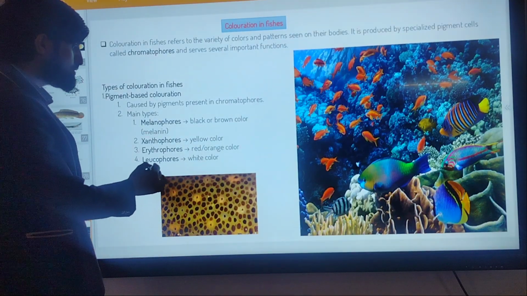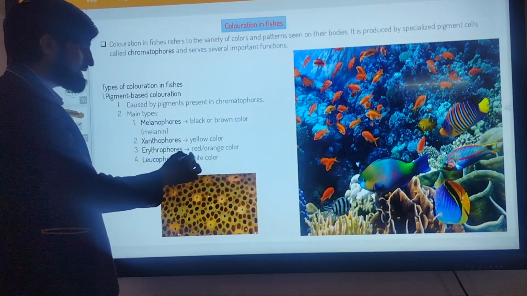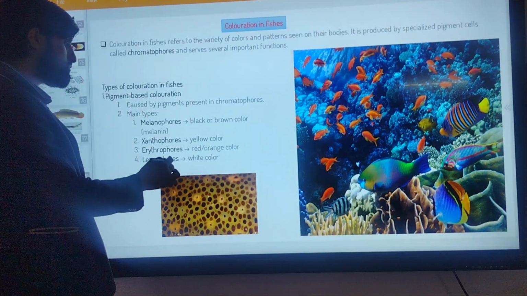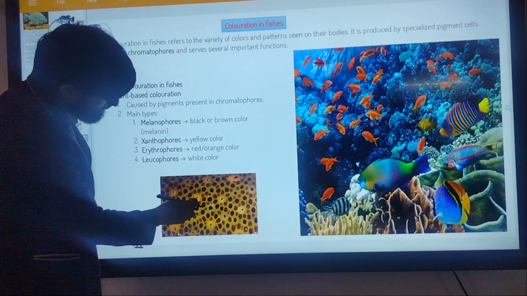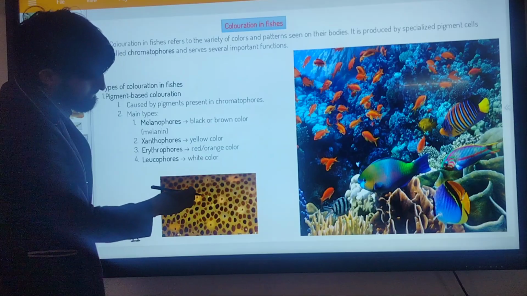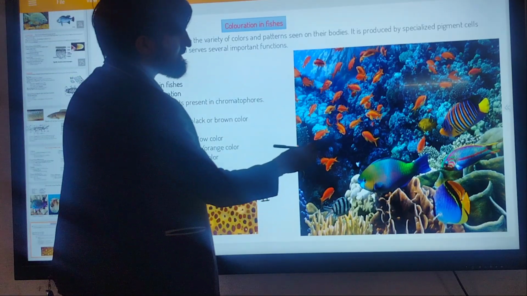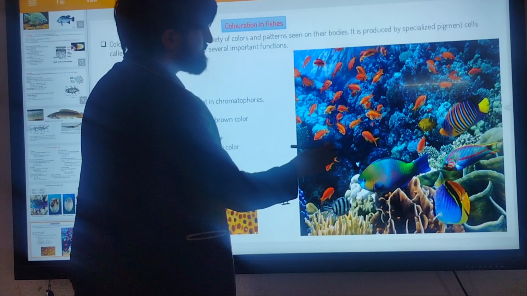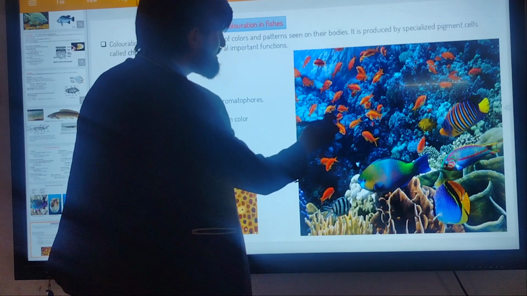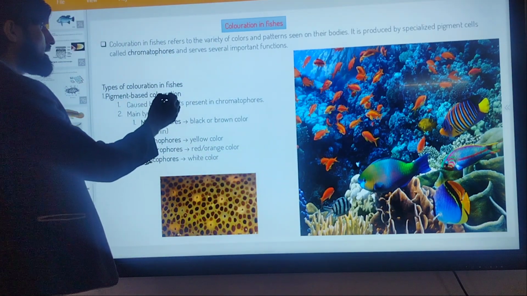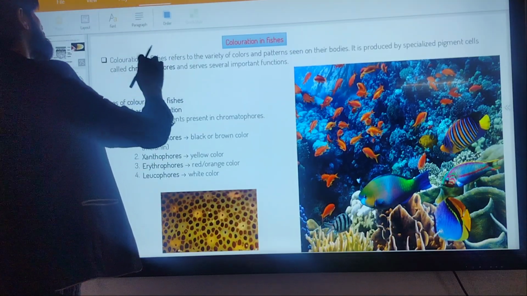The fourth one is leucophore. Leucophore, as the word is indicating here, leuco means white. These pigments are responsible for the coloration of fish, but what color? White color. These are the cells or chromatophores that are present on the skin of the fish, and these chromatophores are responsible for the coloration of fishes that we are dealing with here. The coloration of the fishes is because of the pigments present in the chromatophores.